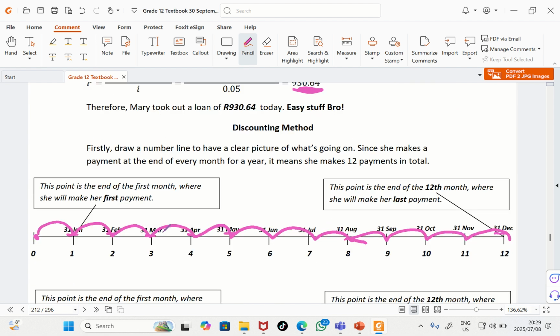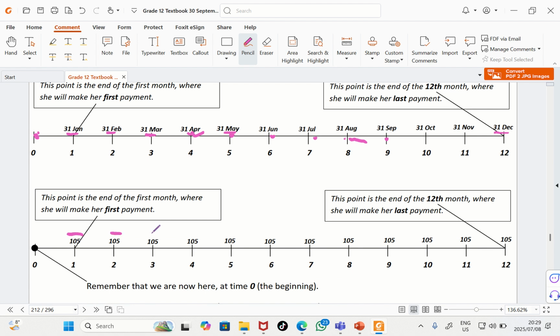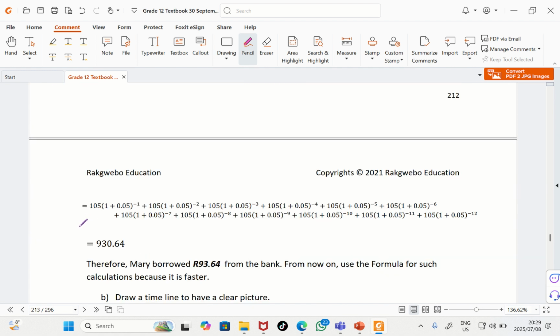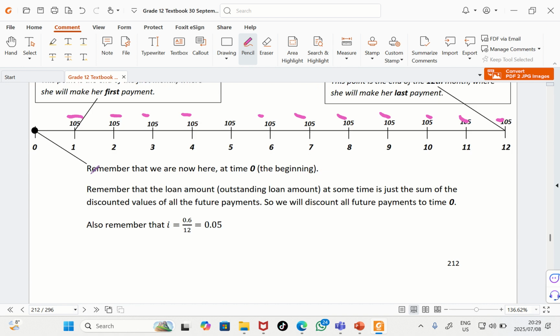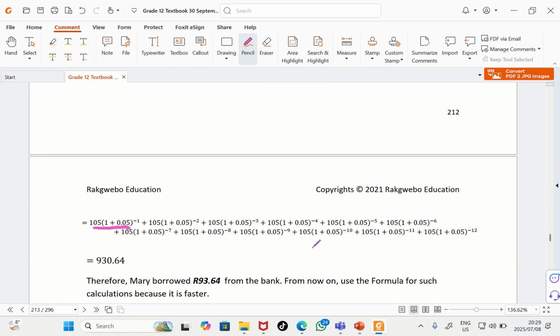These are the times at which she makes the 105 payments. I put them there on each period. Then I'm going to discount each one of them. The first 105, I discount back to the present day once. This one, 2 periods, 3 periods, 4 periods, and so on, until the one that discounts 12 periods. This will still give you an answer of 930.64.